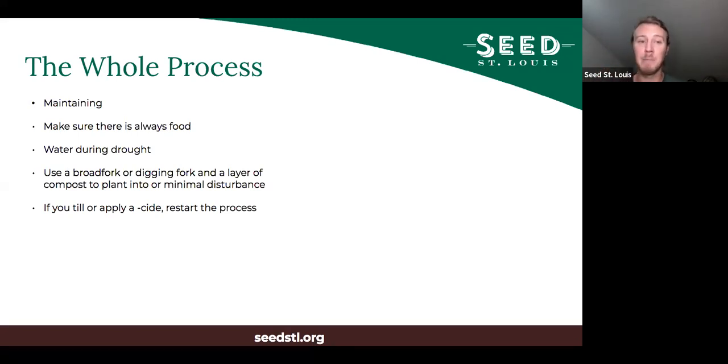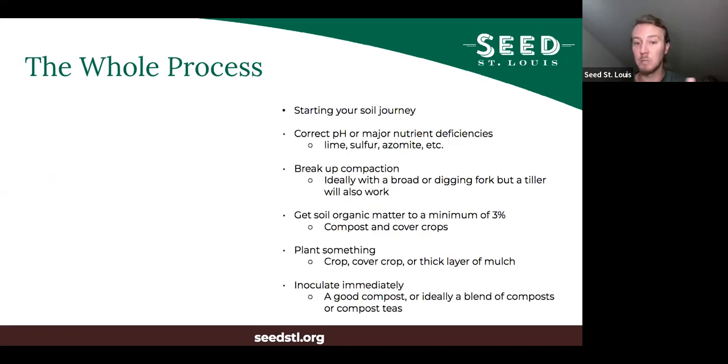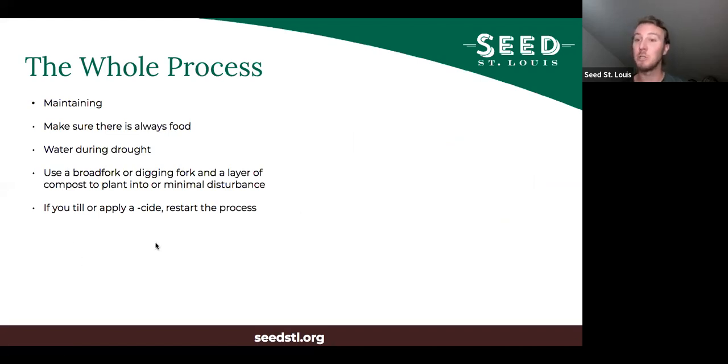And then when you're needing to break up compaction, again, something like a broad fork or a digging fork is a great option to do that. And you can do that forever. That is not destroying soil life in the way that other soil aeration techniques are. And then if you till your soil, or if you need to apply an herbicide, an insecticide, synthetic fertilizer, something like that, then restart the process: re-inoculate your soil, break up any compaction that there might be, just to make sure that you didn't kill something that you really needed.